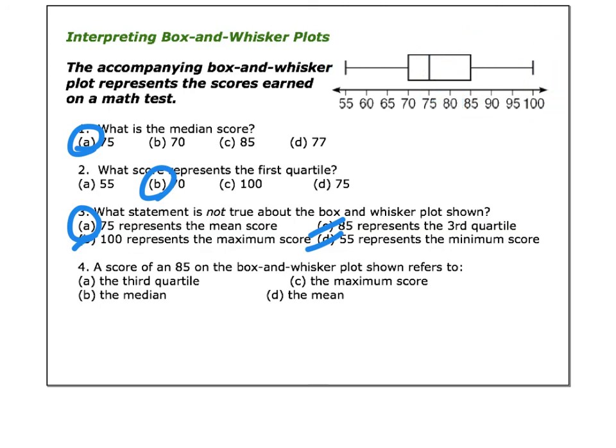Number 4 says a score of 85 on the box and whisker plot shown refers to what? This is 85. So this is quartile number 1. This is quartile number 2. This must be quartile number 3. And we're done. I believe you can go ahead and begin your assignment now.